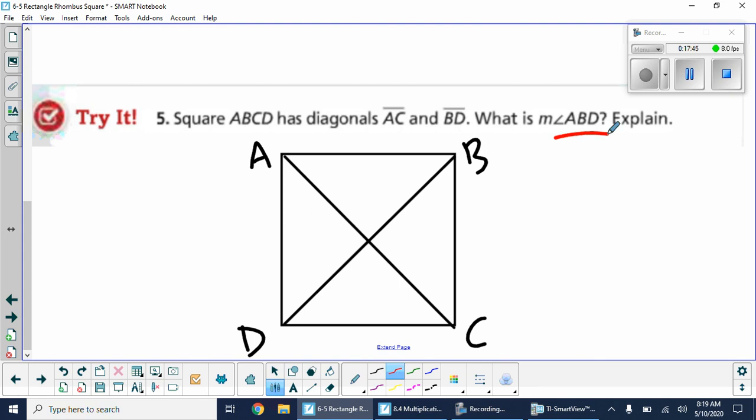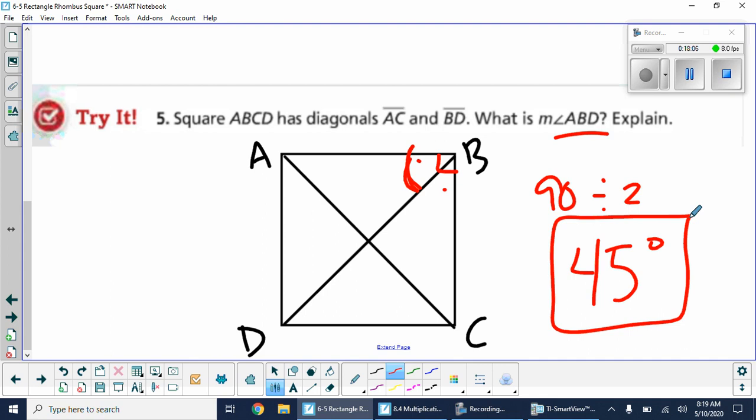What is the measure of angle ABD? So follow the letters A, B, D. Now it cuts across here, so that's this one. Well, here's the thing. In a square, we know this whole thing is 90 degrees. And since a square is also a rhombus, that means these two angles are equal. So 90, we divide that by 2, and that gives us 45 degrees. All right. Really good stuff.